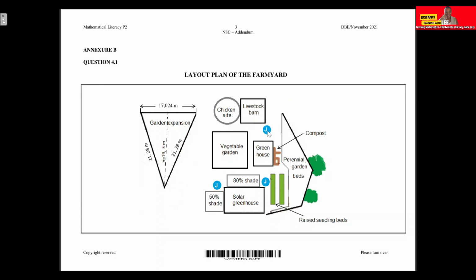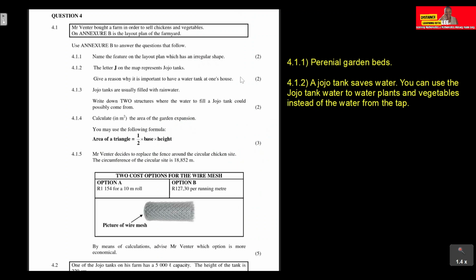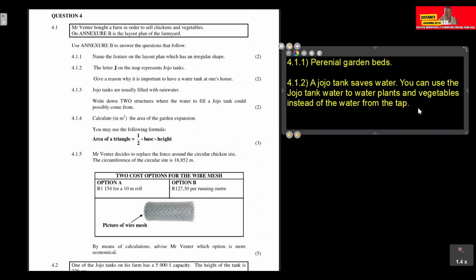Okay, right? So I'm just making use of the picture to help guide me as to what I have to write there. Okay, so let's just write that down.